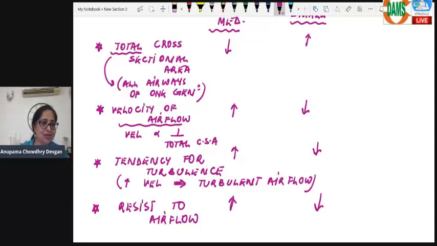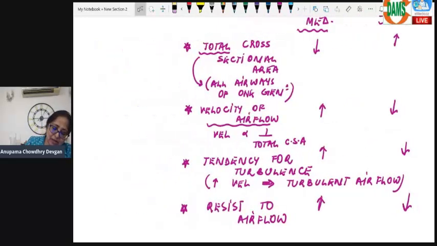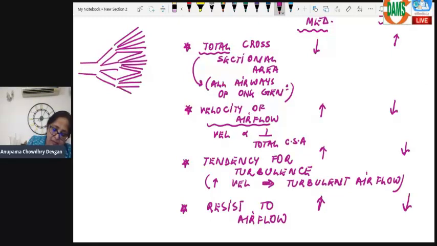This is a principle of physics: velocity of airflow is inverse to the total cross-sectional area. Have you understood? Total cross-sectional area. See, when I say total cross-sectional area, what do I mean by that? An airway is dividing into smaller and smaller airways. So what is happening to the total cross-sectional area? Here, it is lesser. Here, it is more. In the smaller-sized airways, the total cross-sectional area will increase, and velocity is inverse to the total cross-sectional area.